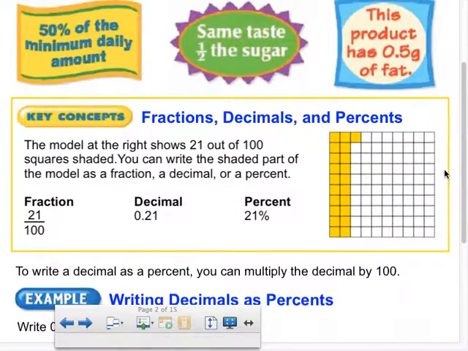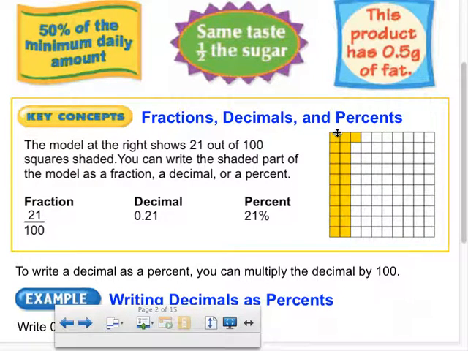This ties in very nicely with what we did yesterday. Fractions, decimals, and percents. The model at the right shows 21 out of 100. Do you guys remember how we read the models? And from the students that did their homework in the first period, I had some really good models on graph paper. So if you don't have graph paper, there are places online you can grab graph paper and print it out to have your own.